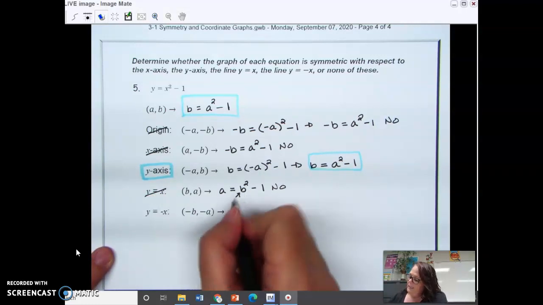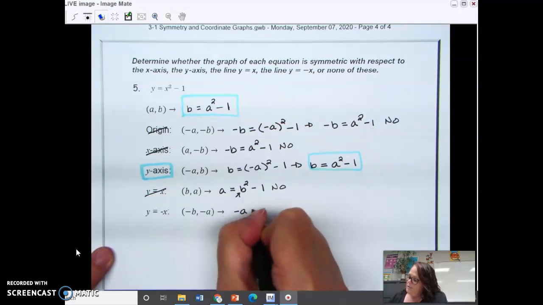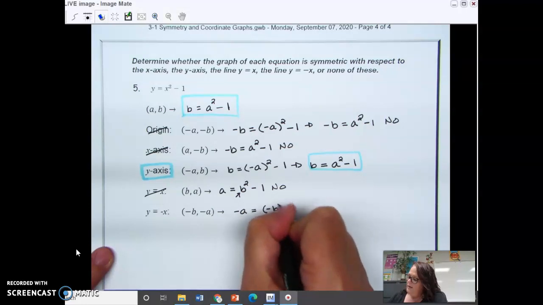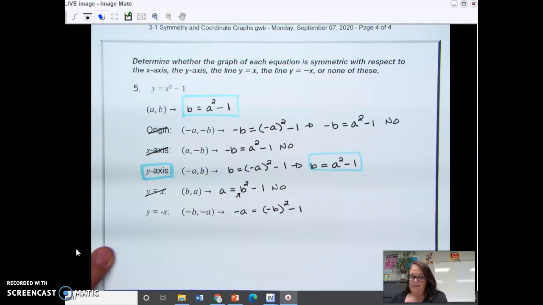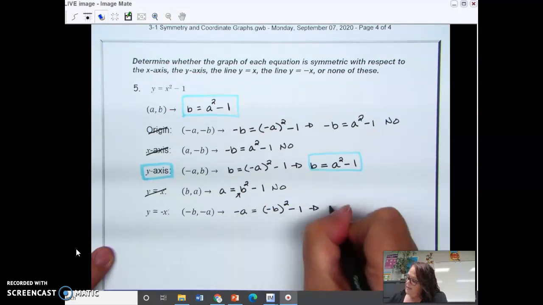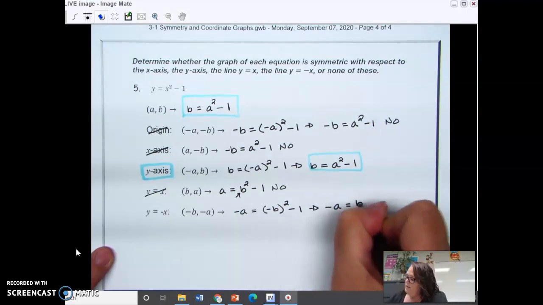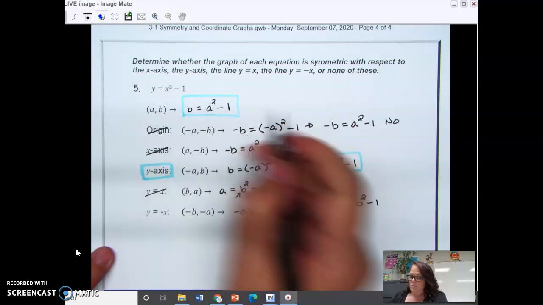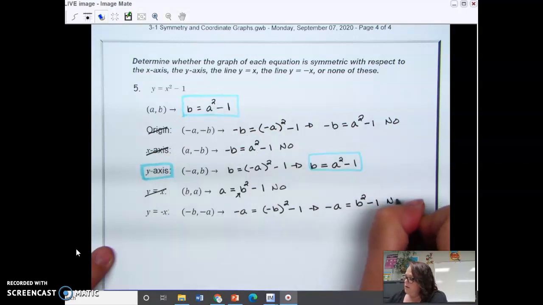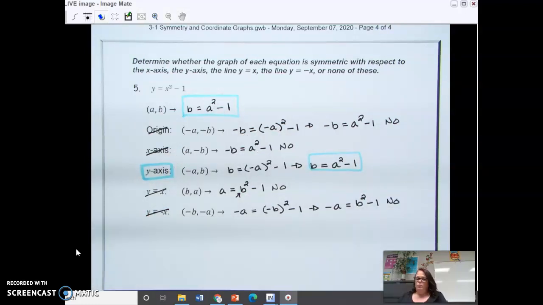And then similarly here, the a is going to be substituted for y, and the negative b is going to be substituted for the x, and then we have minus 1. And so that simplifies to negative a is equal to positive b squared minus 1. And again, the b is being squared, whereas in my original, the a is squared. So this is also a no. So this one is only symmetric with respect to the y-axis.